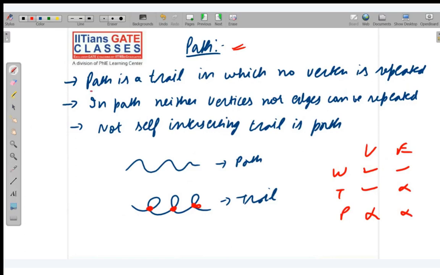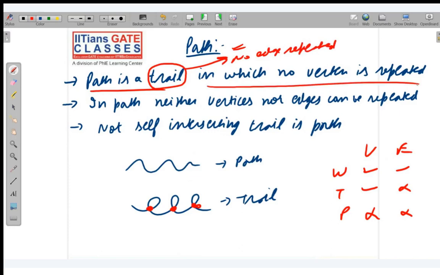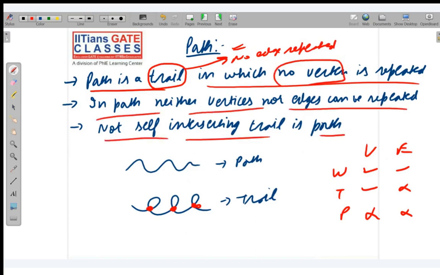So a path is a trail. As soon as I say trail, you will say okay, no edge repeated. A path is a trail in which no vertex is repeated. So in a path, neither vertices nor edges can be repeated. A non-self-intersecting trail is a path. For example, this is a path. But this is a trail, it is not a path. Why? Because it is self-intersecting.